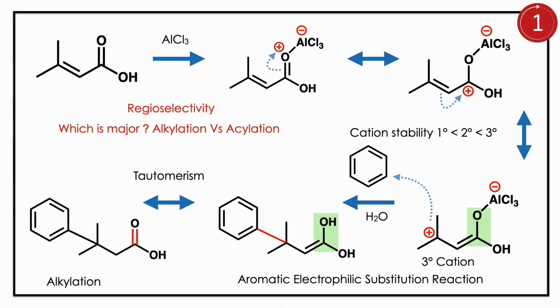Let us analyze the stability of the cation. First, the cation would be on oxygen, which is highly unstable due to its electronegative nature. Second, the cation near the double bond can shift and be resonance stabilized. So the cation moves, and only alkylation is possible. So cation stability promotes the cation at the terminal carbon, which is a tertiary carbon, which attacks the benzene ring. Friedel-Crafts alkylation happens. So cation stability promotes the regioselectivity.